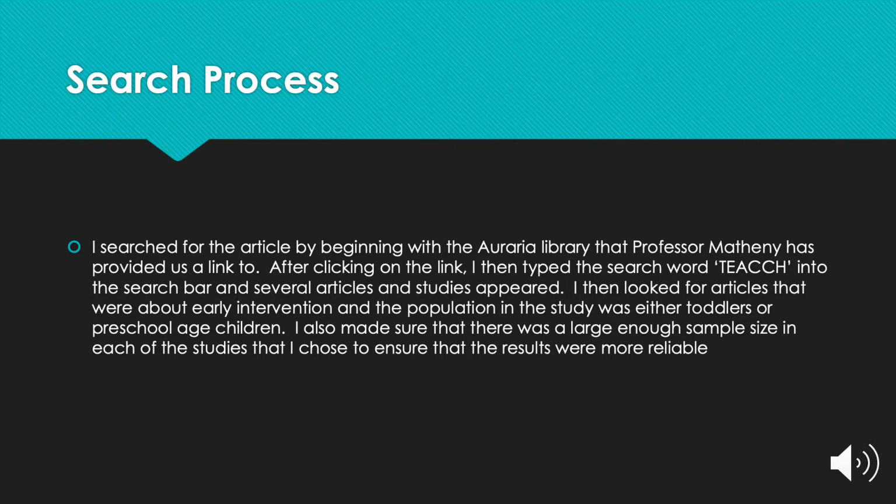I then looked for articles that were about early intervention and made sure that the population in the study was either toddlers or preschool age children, because right now we're in an early intervention class, and that's what I teach as well as preschoolers with special needs. I tried to make sure that there was a large enough sample size in each of the studies to make sure that the results were more reliable. And I also looked at the date that the studies were done to try to find the most current studies possible.